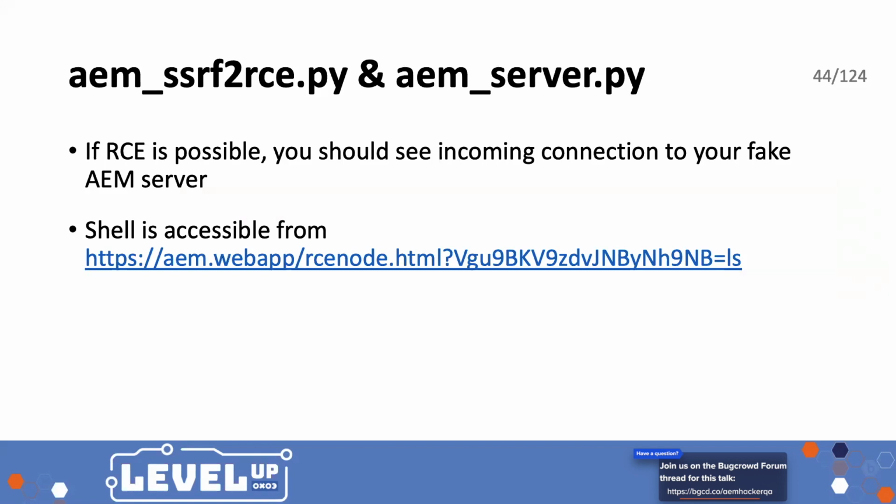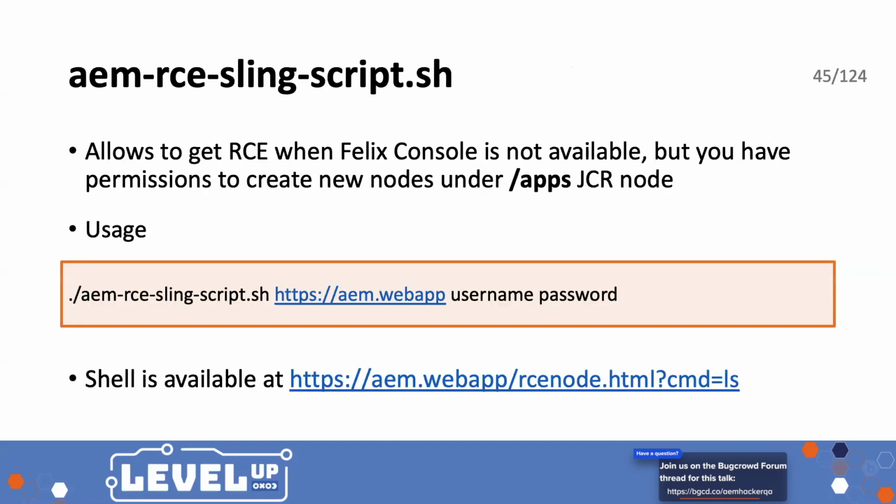And if RCE is possible, you should see an incoming connection to your fake AEM server. Then you can access the shell using paths presented on the slide. The last tool is handy when you have credentials of a privileged user, but don't have access to the Felix console of AEM. It works by uploading a GSP shell to the apps node.